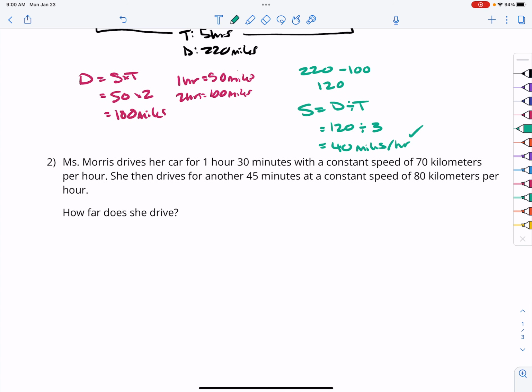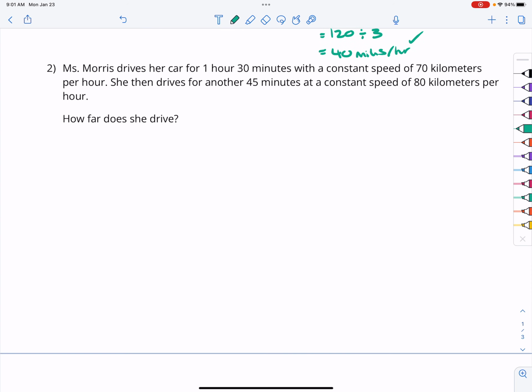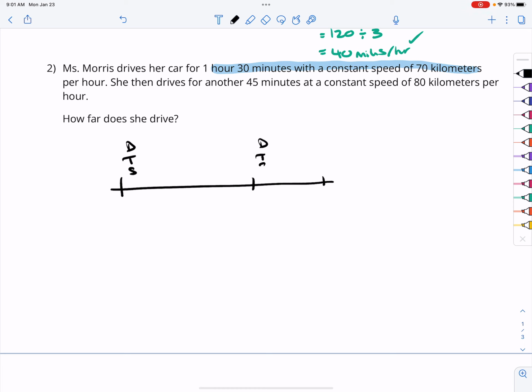So let's see. Mrs. Morris drives her car for 1 hour and 30 minutes with a constant speed of 70 kilometers per hour. Okay. Then she drives for another 45 minutes at a constant speed of 80 kilometers per hour. How far does she drive? So here we have 2 chunks. This one, we know our time. We have distance, time, and speed. And then our second chunk, we have distance, time, and speed.